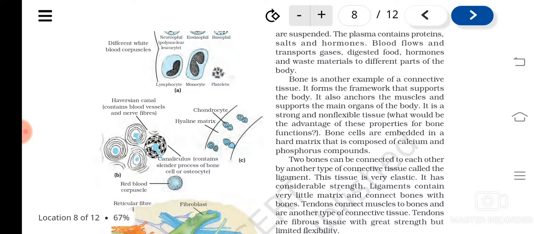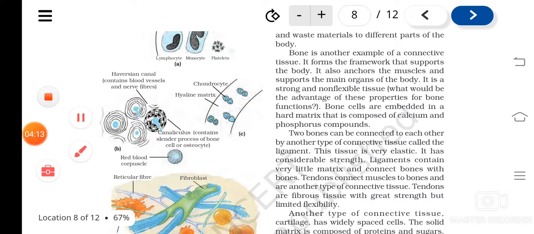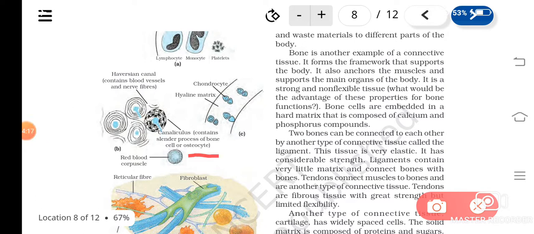And you can see the bone cells. The bone cells are known as osteocytes, and they are found in the matrix. The cells are placed in the matrix in a circular way, in a concentric ring like structure. Can you see here? So like this they are arranged. Understood? And the matrix contains calcium and phosphorus.